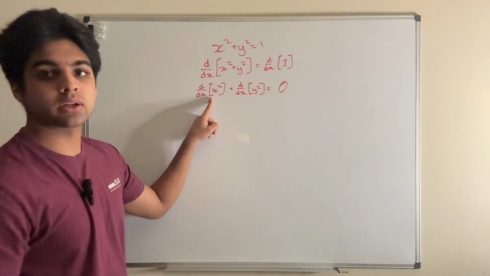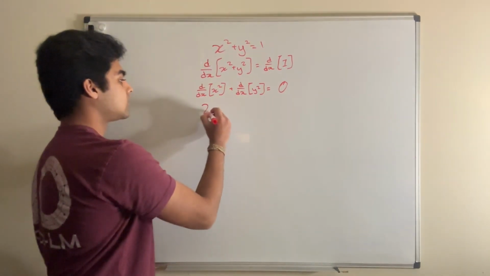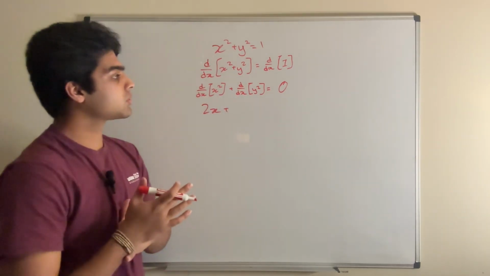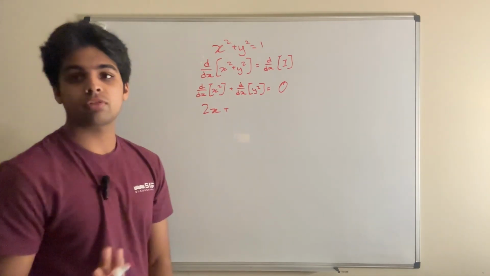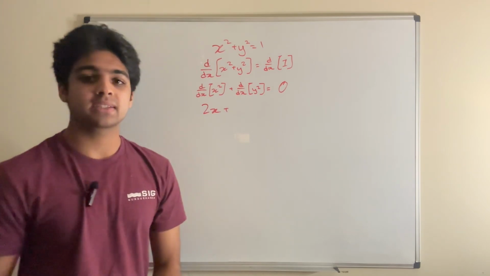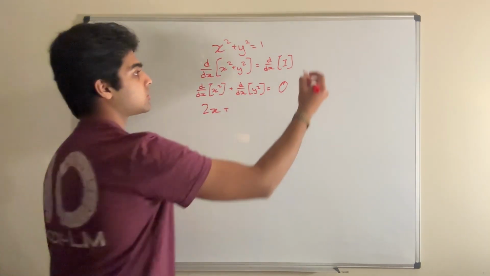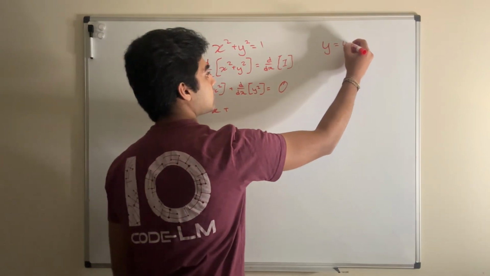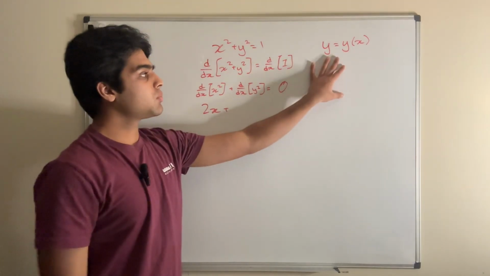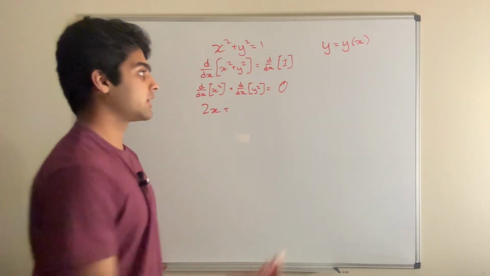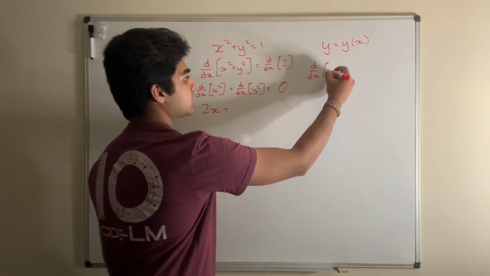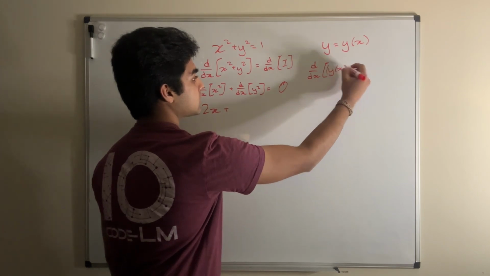Now this one's easy. We can just do power rule right here, so that's just going to be 2x. But how do we do the derivative of y squared? How can we go about that? What we can do is think of y as a function of x. So if we thought of y as y of x, and then took the derivative of y of x squared, which is basically what this is.